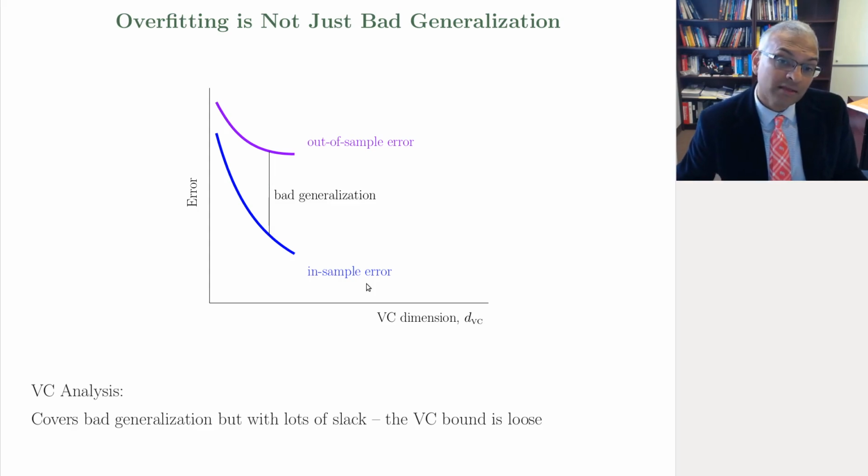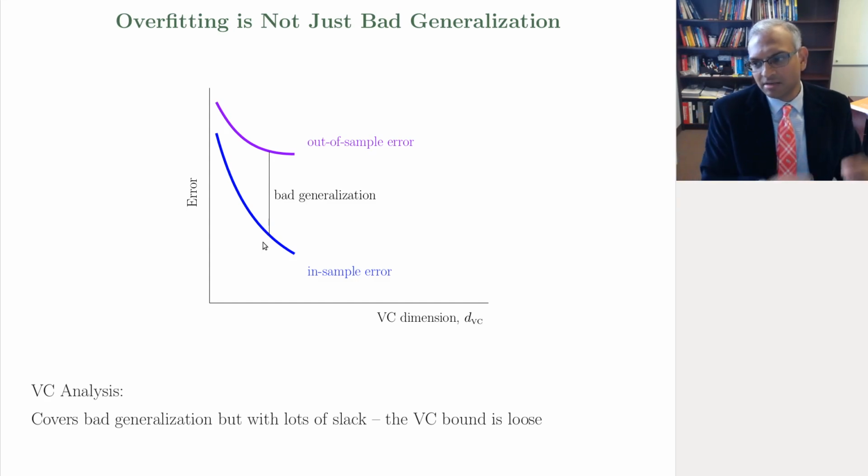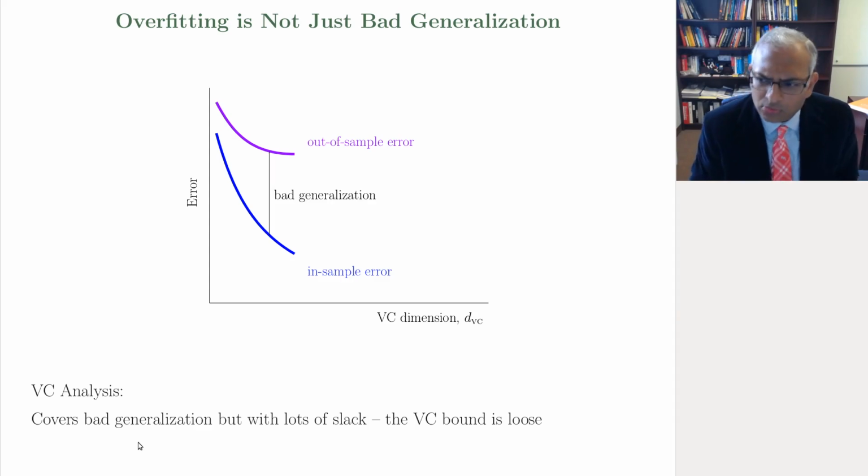And the VC analysis tells us that there's this link from in-sample error to out-of-sample error, and that's what we observe as this gap between the out-of-sample error and the in-sample error. You observe that this gap is increasing, which means that there's bad generalization. The link from the in-sample error to the out-of-sample error is getting worse and worse. And that's what the VC analysis gives us. The VC analysis can be loose, and so this bound can be loose, but that's more or less what the out-of-sample error is doing.